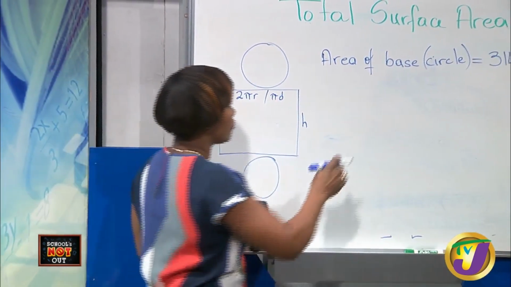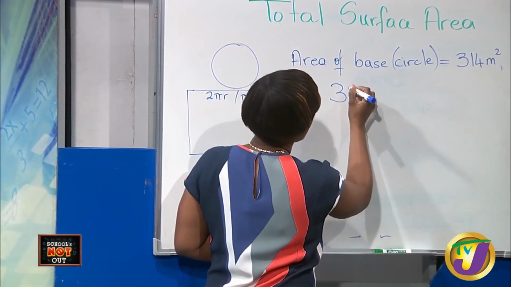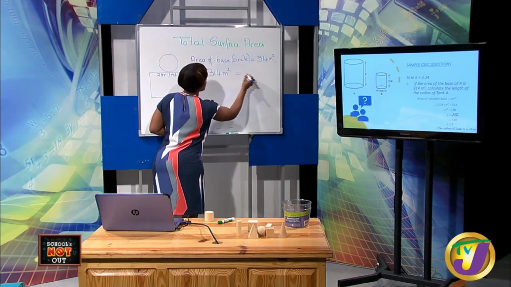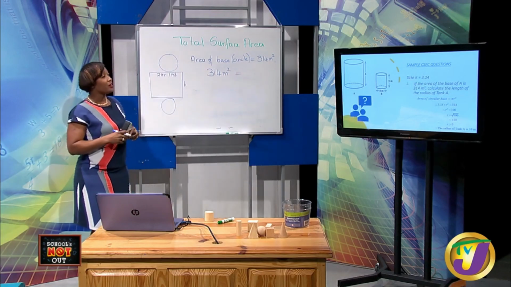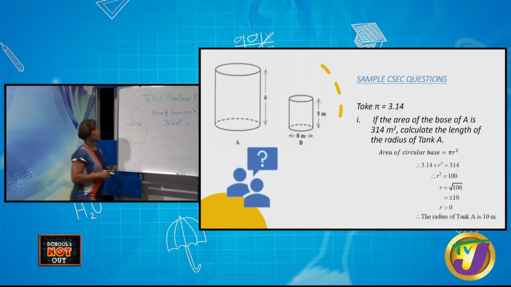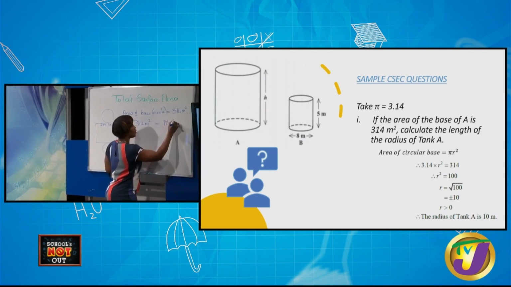Okay? So what is the area of the base? It is 314 squared meter. What is the formula? How do we find the area of the base of a circle? It is pi r squared.